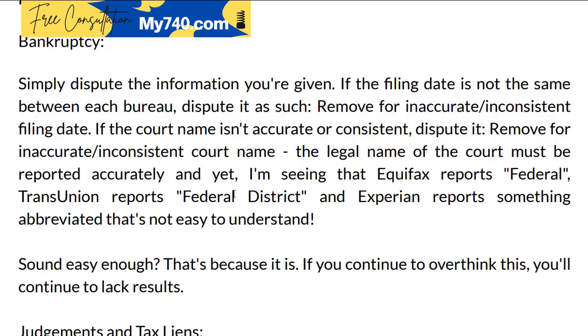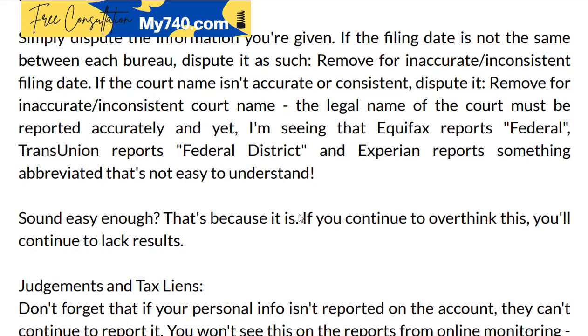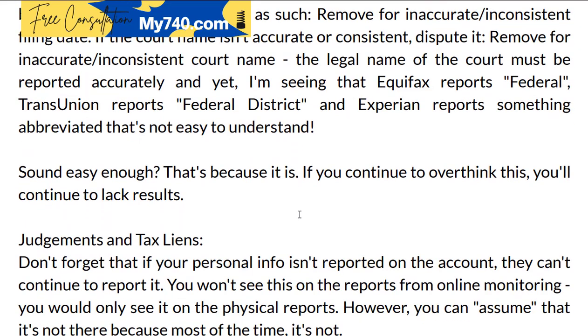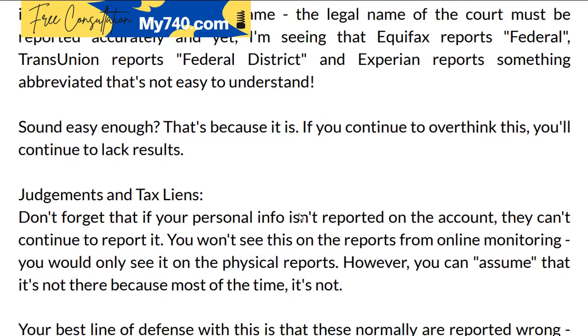The legal name of the court must be reported accurately, and yet I'm seeing that Equifax reports as federal, TransUnion reports federal district or U.S. bankruptcy court without the city and state, and Experian reports something abbreviated that's not easy to understand. And obviously, this does sound easy enough, right? And that's because it is. If you continue to overthink this, you're going to lack results.